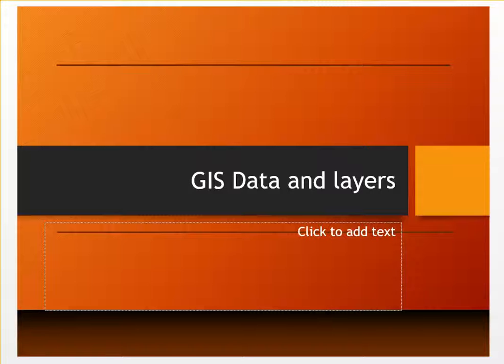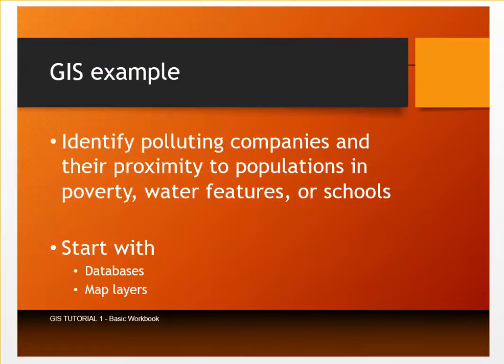So let's talk a little bit about GIS data, the layering that you can do to help answer questions. The example we have here is we are GIS analysts, and we have been asked to identify the location of companies that are spewing a lot of pollution and their proximity to populations in poverty, water features, and schools. So that's our problem. That's what we've been tasked to do. Let's think about that. How are we going to do that?